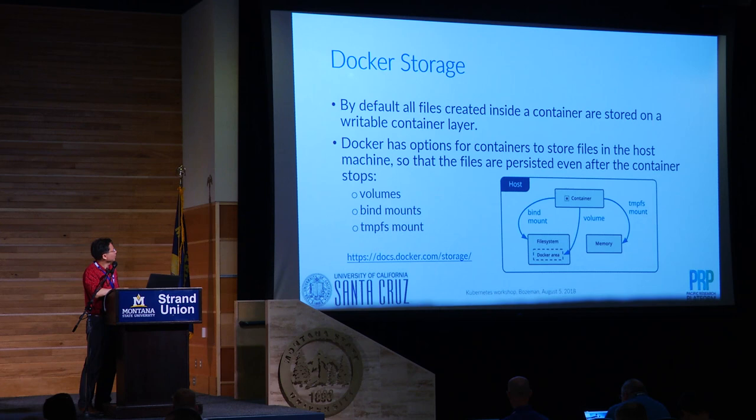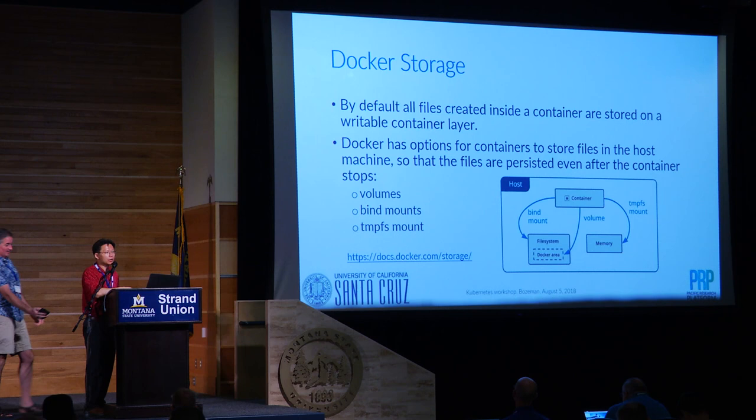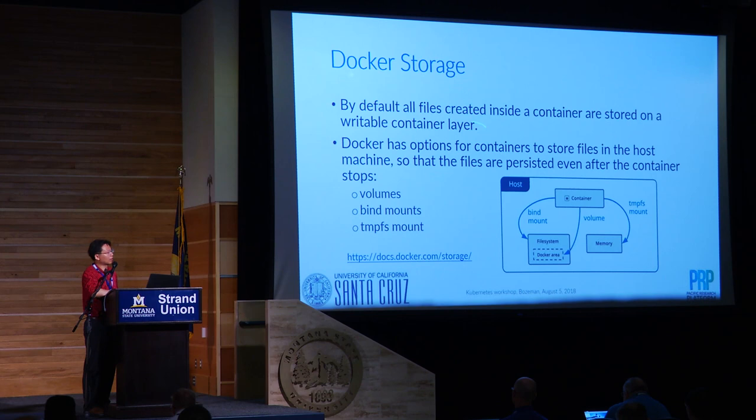The next important topic is storage. So far we have been running everything just inside the containers, but by default, all files created inside the containers are stored on a writable container layer because we use the union file system. But Docker does have the option for containers to store files on the host machine so that the files are persistent even after the container stops.